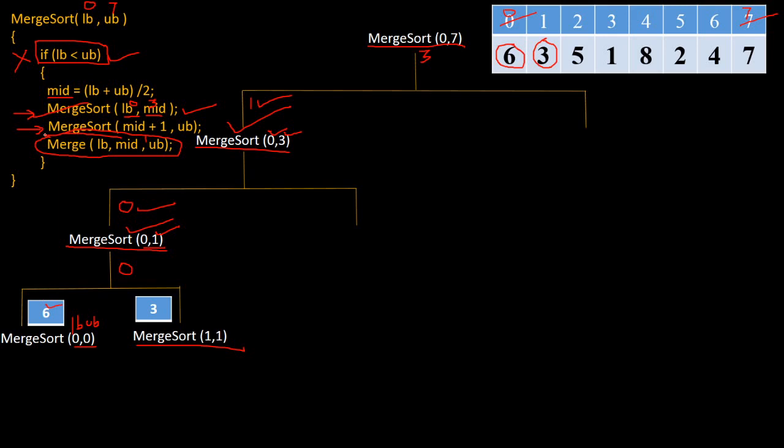What does this merge function do? This merge function will merge your 6 and 3. While merging, it will follow the rule that merging should happen in ascending order, right? I will come back to the working of this function also. How this merge function works, I am going to cover that also. Please have patience and let us see how recursion works in merge sort, and then we will see in detail how this merge function works.